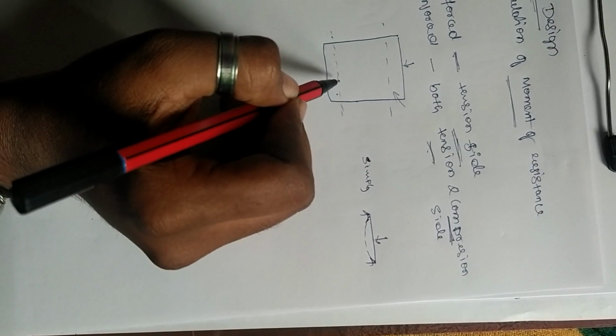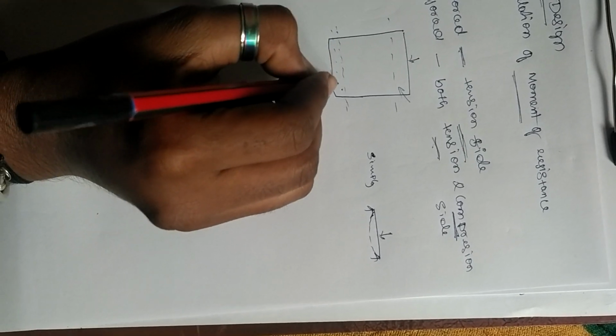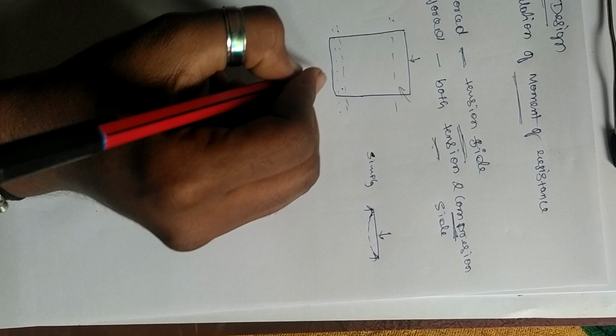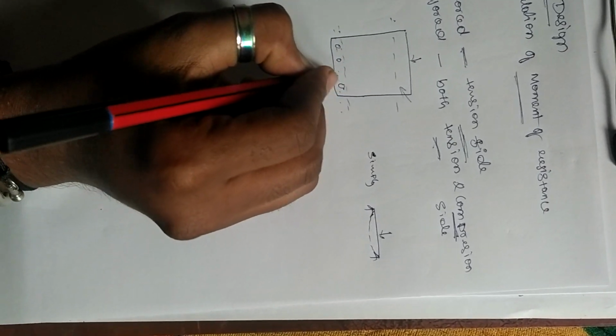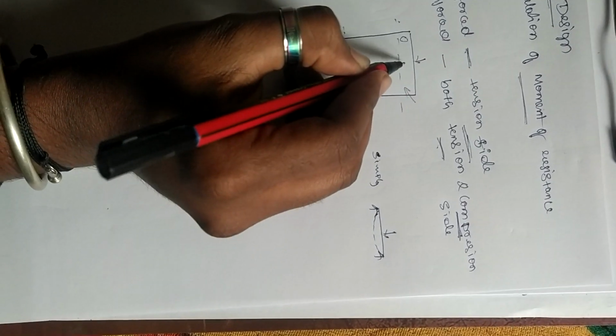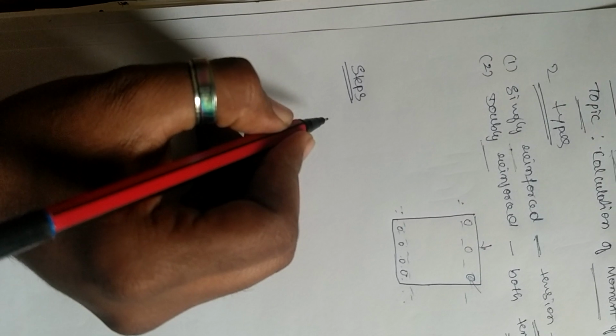In a singly reinforced beam, we will provide reinforcement at the tension side only, whereas in a doubly reinforced beam we will provide reinforcement in both, that is tension as well as compression side. Now we'll study one by one.